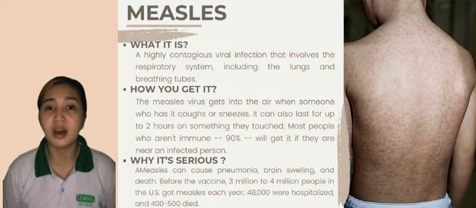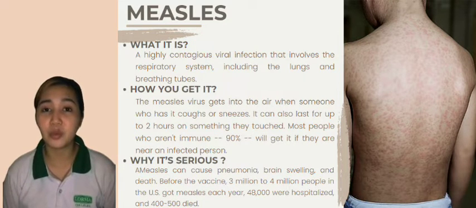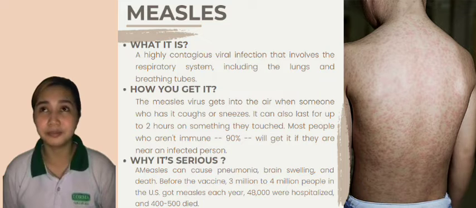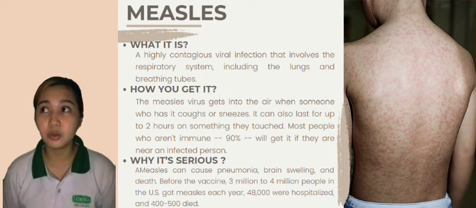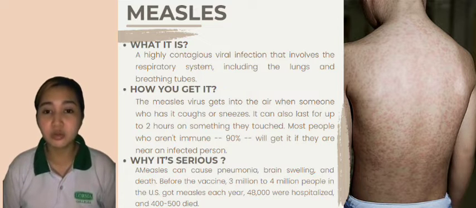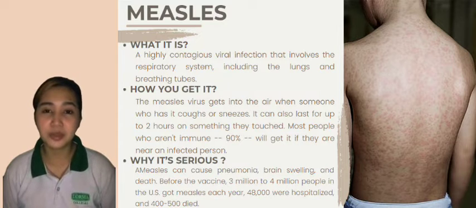The measles virus gets into the air when someone who has it coughs or sneezes. It can also last for up to 2 hours on something they touch. Most people who are not immune, 90%, will get it if they are near an infected person. So why is it serious? It can cause pneumonia, brain swelling, and even worse, death. Before the vaccine was discovered, over 3 to 4 million people got measles, 48,000 were hospitalized, and 400 to 500 people died.